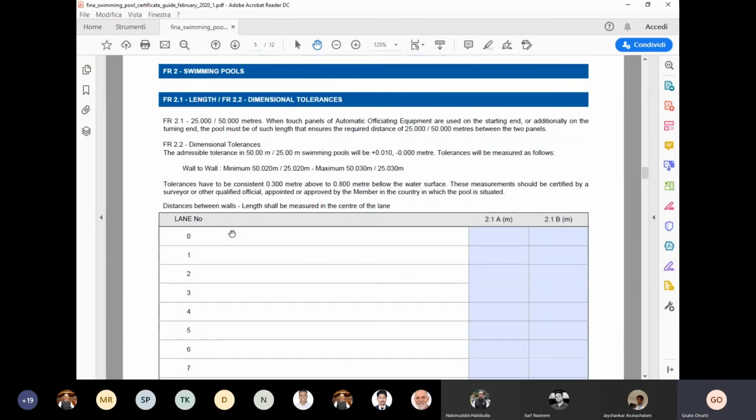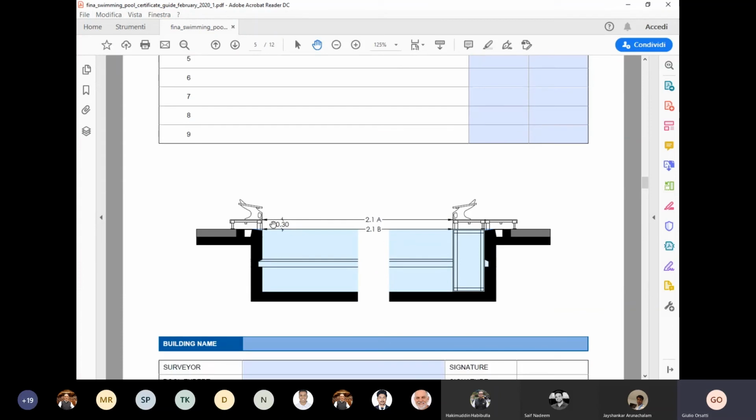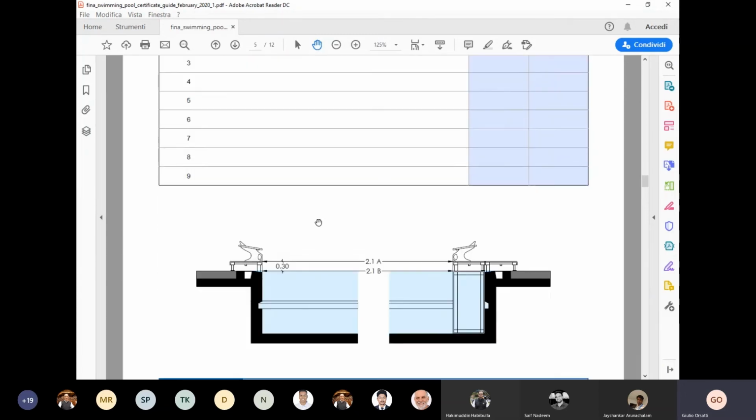There is also the same paper with a description of the pool with the bulkhead. So Jay was saying that it's possible to install a bulkhead in the pool, which is a movable end wall that can split the pool in 2 parts. When this is parked on one side of the pool, the length has to be taken between the bulkhead and the head wall and needs to be reported here.